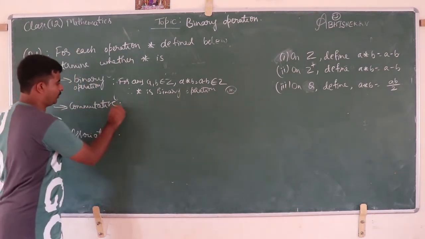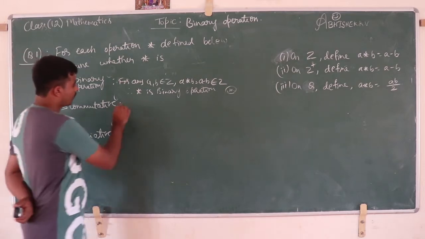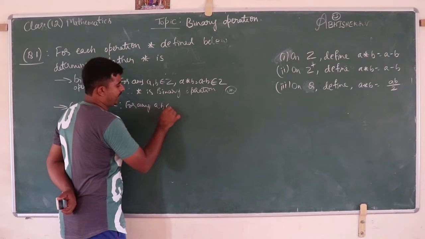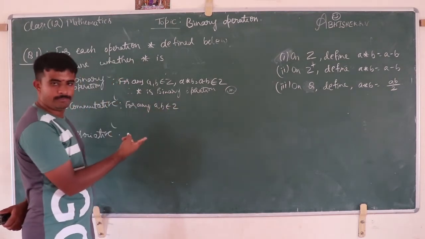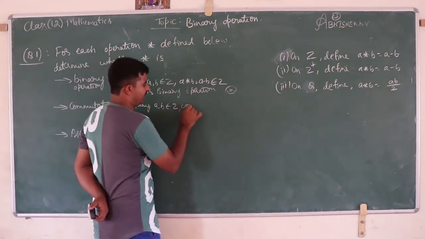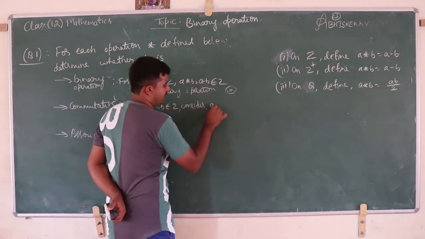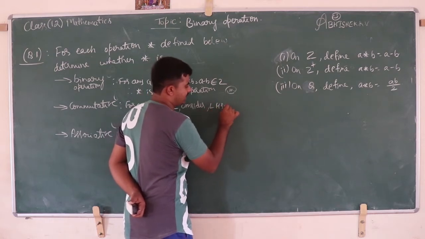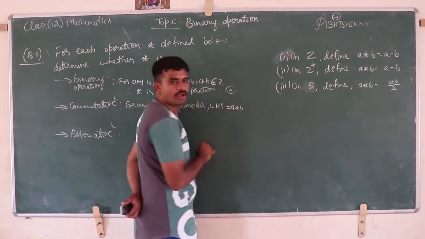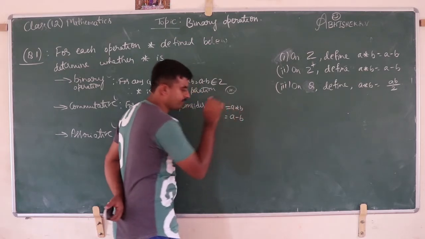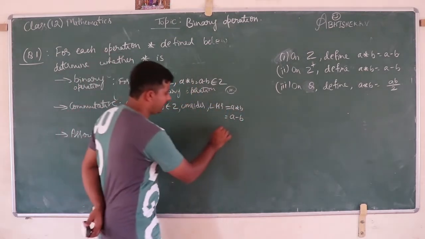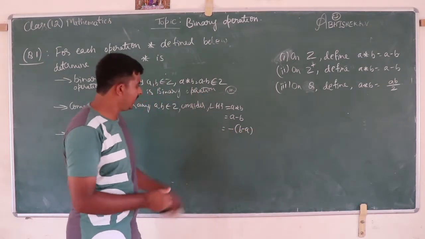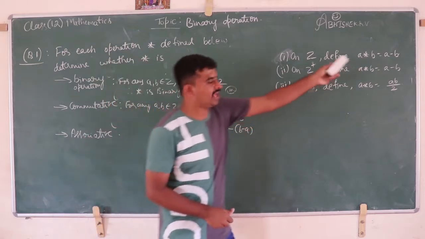Then move on to commutative property. See, for any a, b belongs to Z, for any two elements a and b belongs to set of all integers, consider a star b, that is, consider LHS first. LHS, what is LHS? a star b. What is a star b? a minus b. If I take negative common, then it is what? b minus a.